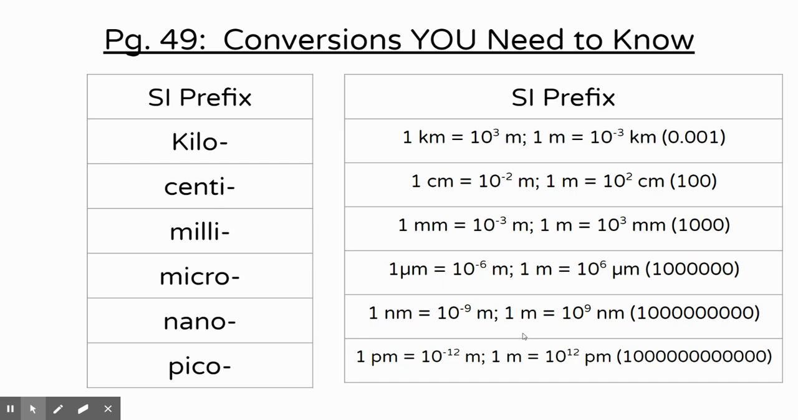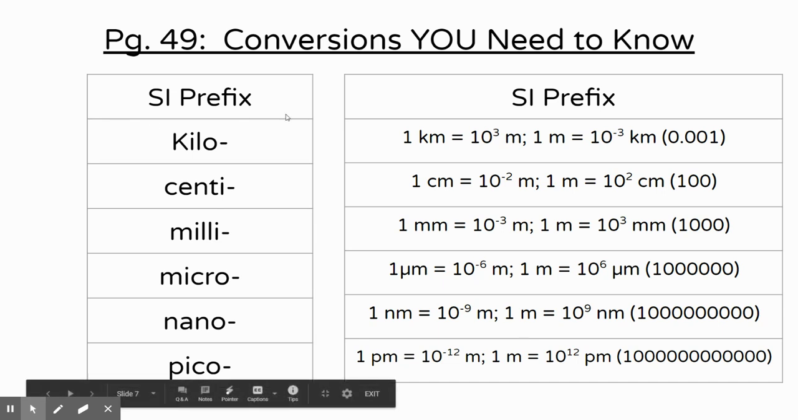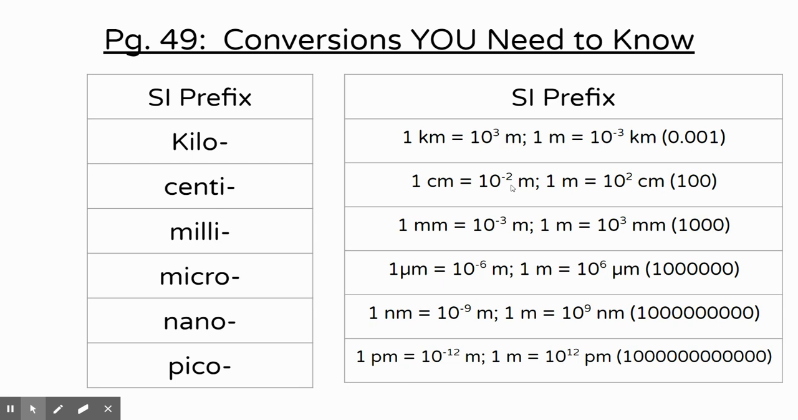Conversions you need to know, like you need to have these memorized in your memory banks: kilo, centi, milli, micro, nano, and pico. The kilo is larger than the base unit. So if I'm talking about a meter, the kilometer is larger than a meter. Centi is smaller than the base unit. So if I'm talking about a centimeter, it is smaller than a meter. As you can see, the exponent went from a positive number to a negative number because it is smaller. Milli is 3 times smaller than the base.